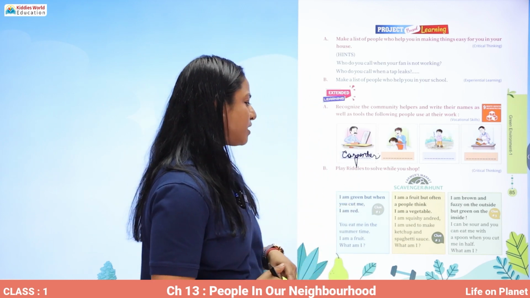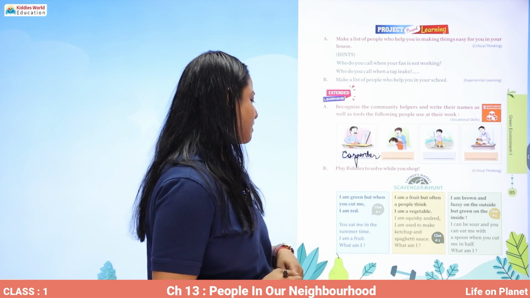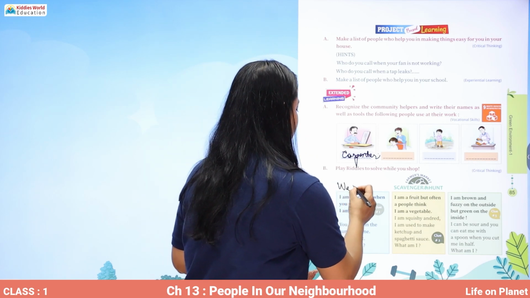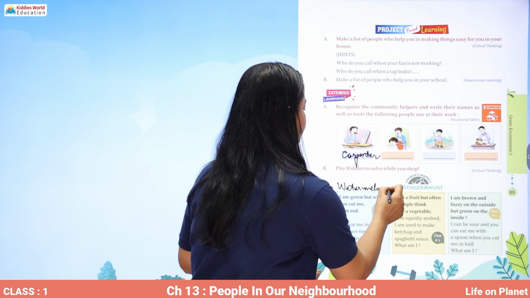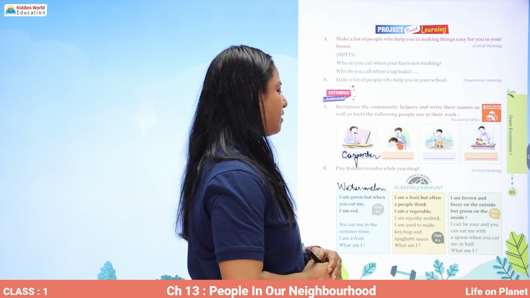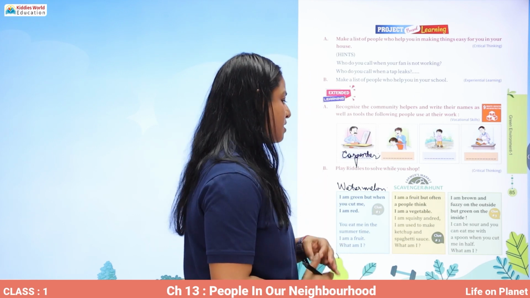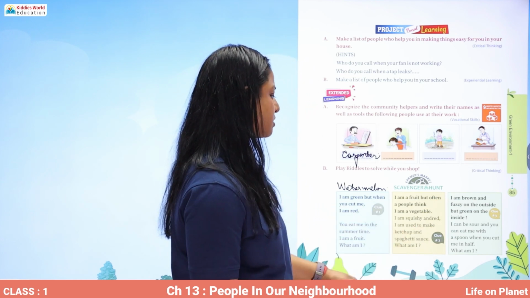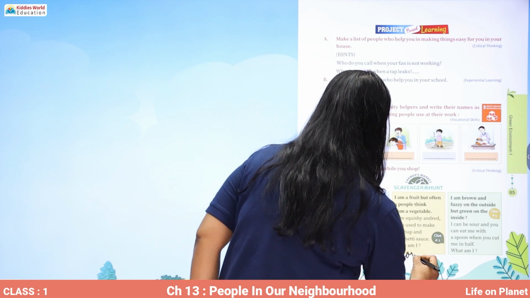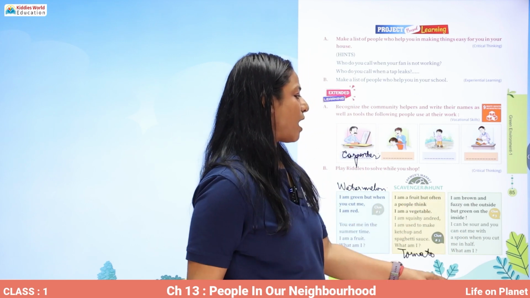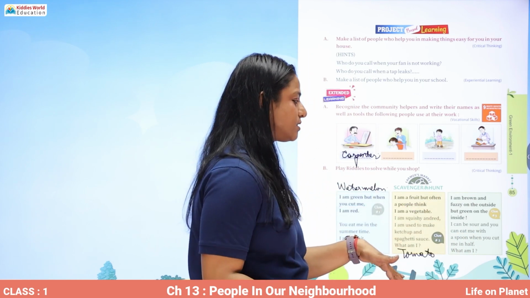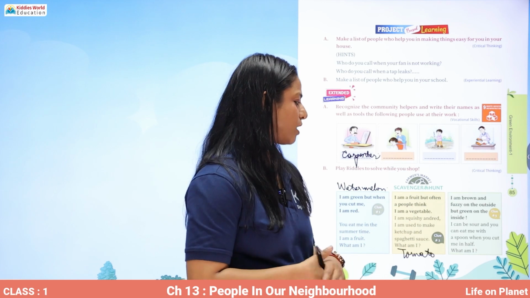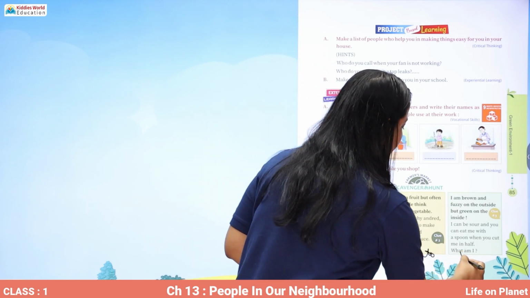I am green, but when you cut me, I am red. You eat me in the summertime, I am a fruit. Who am I? So I'll tell you this one. This is a watermelon. I am a fruit, but often people think I am a vegetable. I am squishy and red, and I am used to make ketchup and spaghetti sauce. Who am I? I am a tomato. I am brown and fuzzy on the outside but green on the inside. I can be sour and you can eat me with a spoon when you cut me in half. Who am I? I am a kiwi.